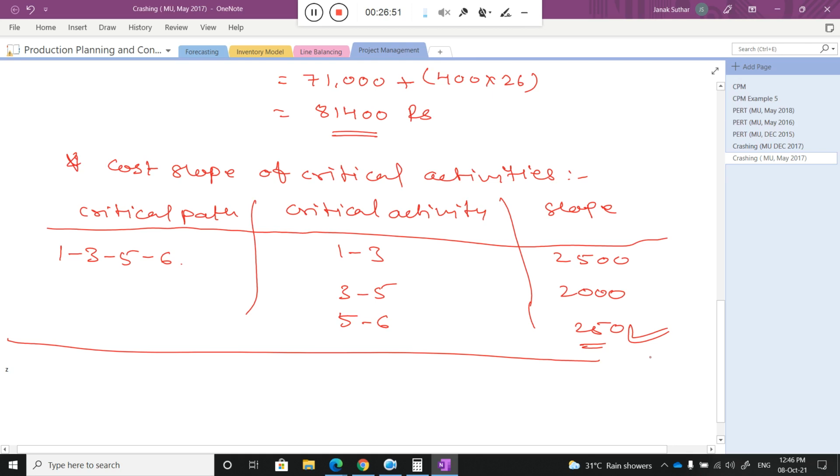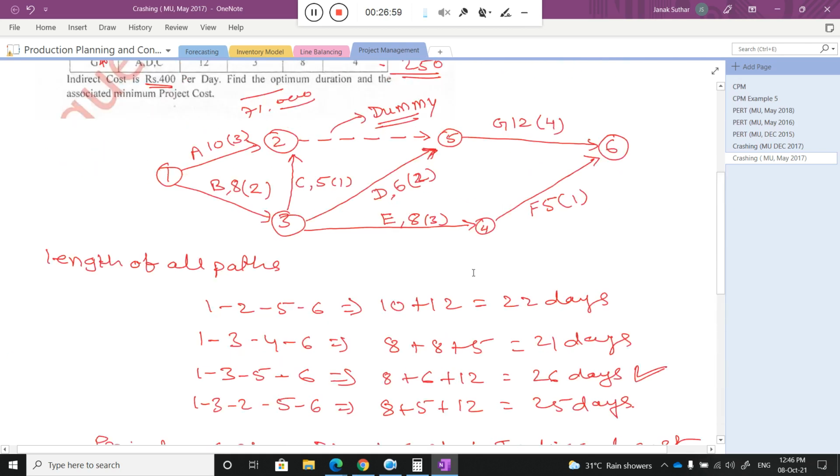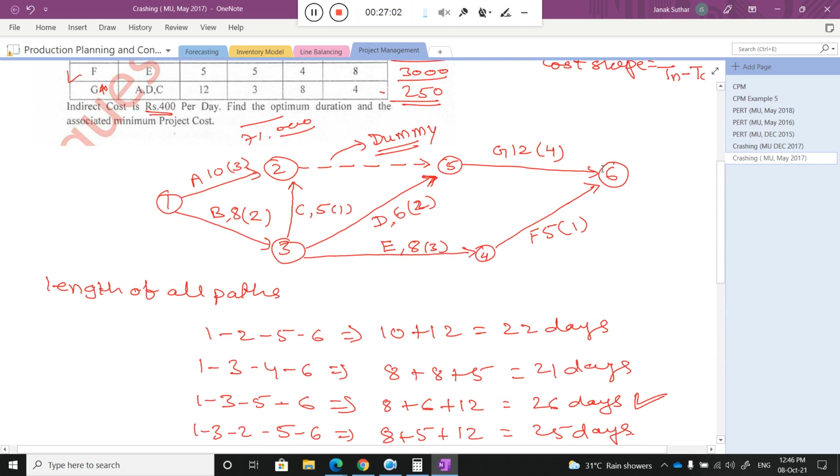Okay, so now this is the 250, but I need to check the feasibility of reduction in that particular 5 to 6 activity. I go to the network diagram, and here you can see this is the 5 to 6 activity, right? Their feasibility of reduction is 4 days. The bracket value actually shows the feasibility of reduction. Now the next point: if I reduce this particular activity by 4 days, will my critical path change or will it be the same? That is the one point.